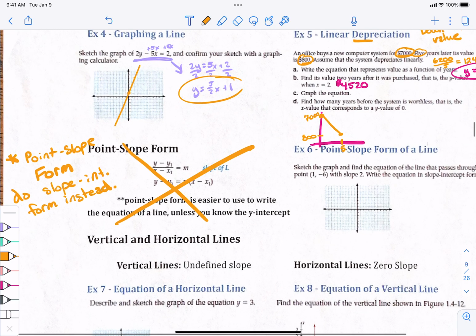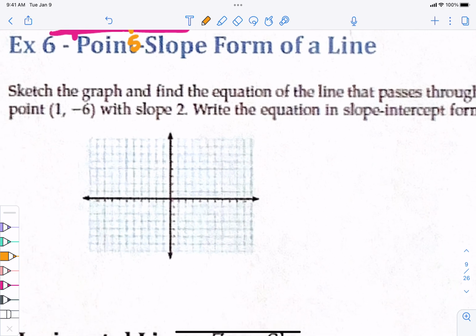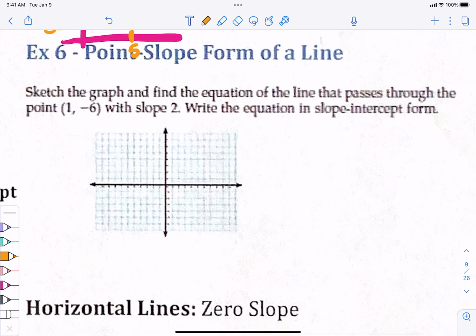Good? Okay, let's go to example 6 and sketch the graph of the equation of the line that passes through the point 1, -6 with a slope of 2. So we're going to start at 1, -6, and it's going to have a slope of 2. That means up 2 over 1, up 2 over 1, etc., right? And we draw our line, and that's what it looks like.